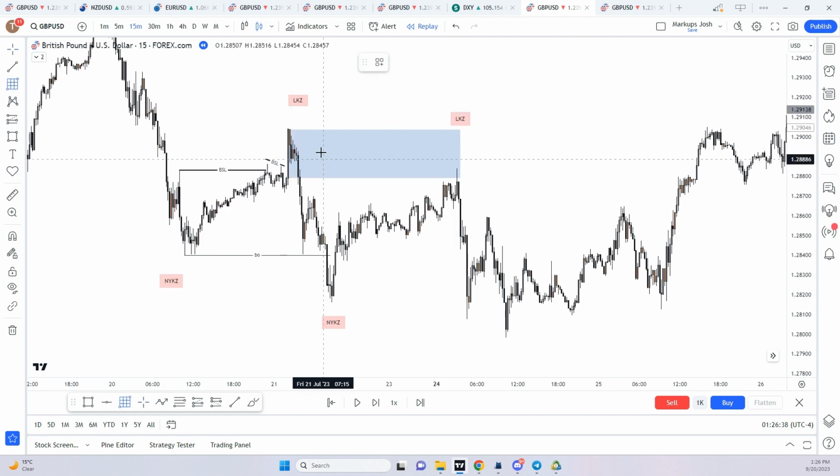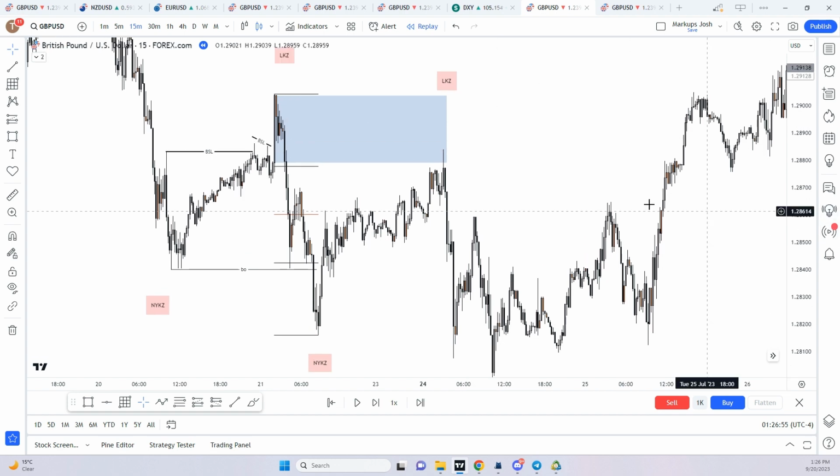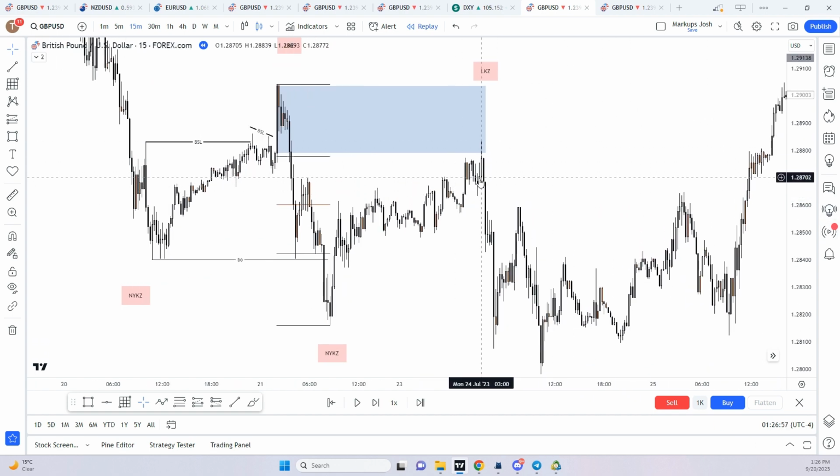And we would just want to make sure that we are trading from premium pricing. So anything above the EQ is premium pricing. And I personally like to trade out of the top 30% if I'm selling and the lower 30% if I'm buying. And what we can see here, during London Killzone, we get another spike into our order block.